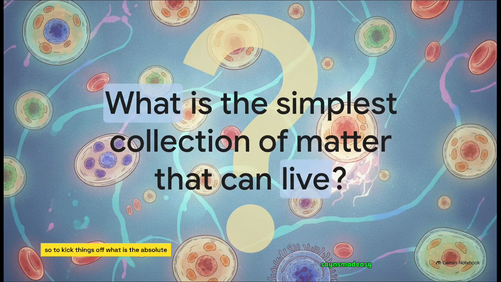So to kick things off, what is the absolute simplest collection of matter that can actually live? To answer this, we have to dive into the very foundation of life itself, the cell. You have trillions of them making up your body right now, but a cell isn't just some basic dumb building block like a simple brick in a wall. No, it's a highly complex, self-sustaining unit. It is, quite literally, the simplest collection of matter that can be considered alive, breathing, and functioning.